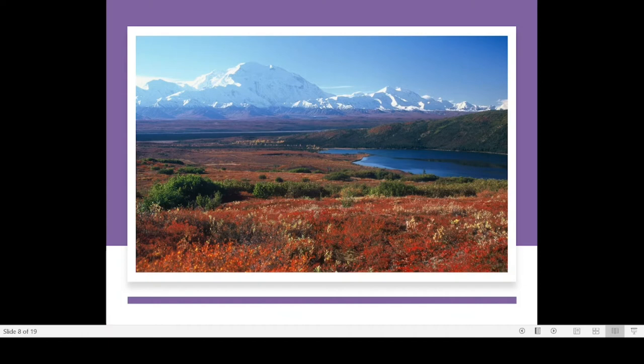Whereas if you take the summer season, the temperature is still very low. During the summer season, the maximum temperature will be around 12 degrees centigrade. That is the highest temperature noted in the tundra. But most of the time during the summer season, it will be around 3 or 5 degrees centigrade. So that is the temperature even during the summer season.